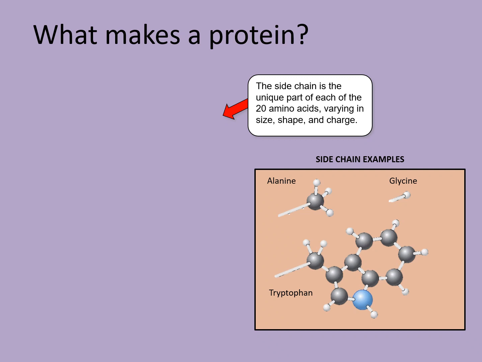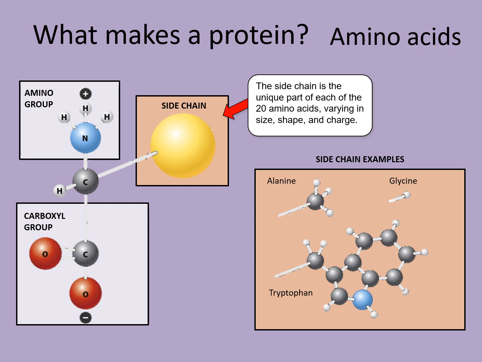But what makes a protein? Amino acids, short answer. Amino acids are built in pieces, and then they combine together to make proteins, and those go to different areas of your body to serve different functions. So you have a side chain. That's the unique part of the 20 amino acids. They vary in size and shape and in charge. So you have alanine, glycine, and tryptophan over here in the box, and you can see that they look very different. That's because they serve different functions. They attach differently, and it's needed.